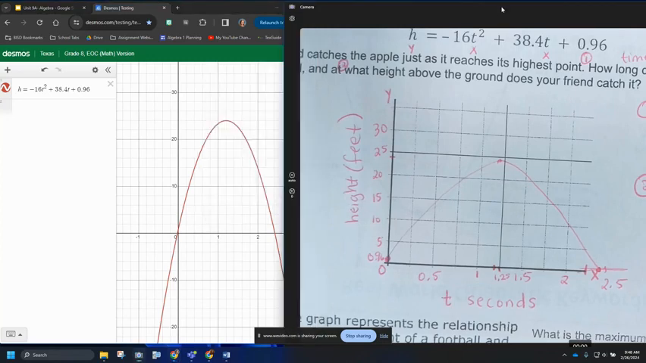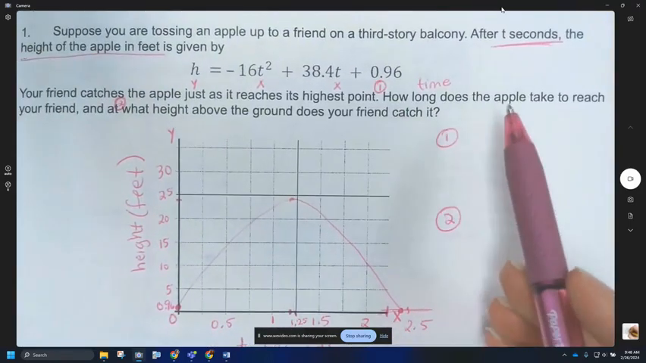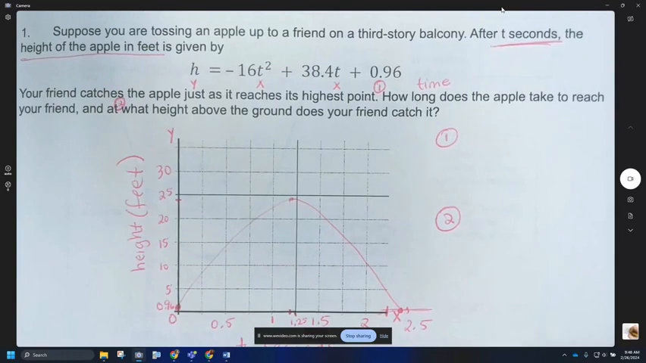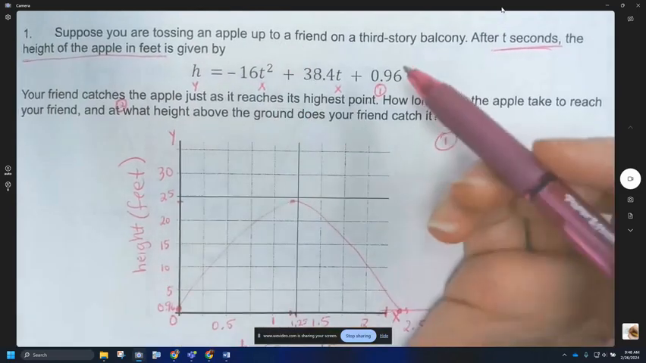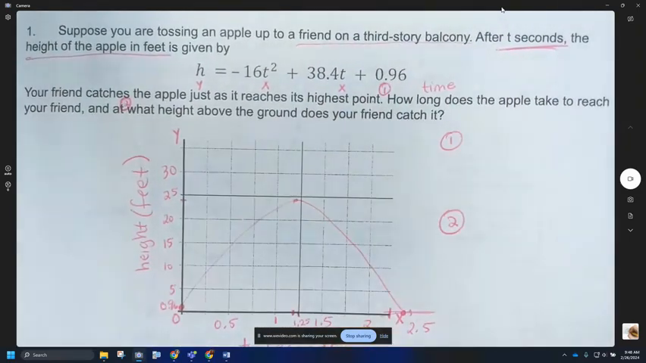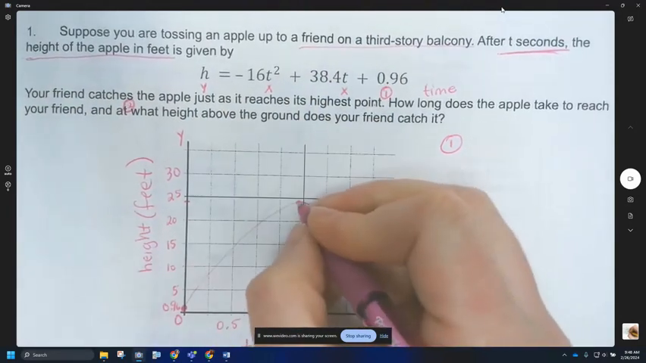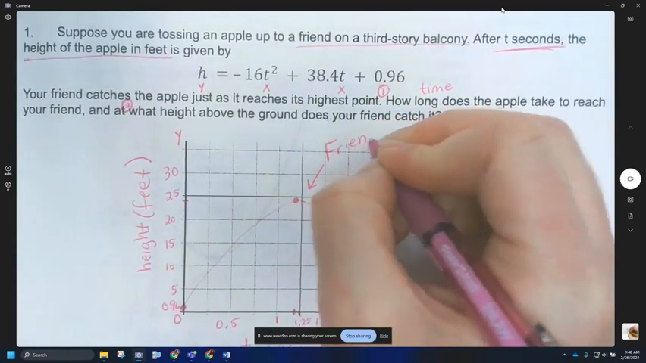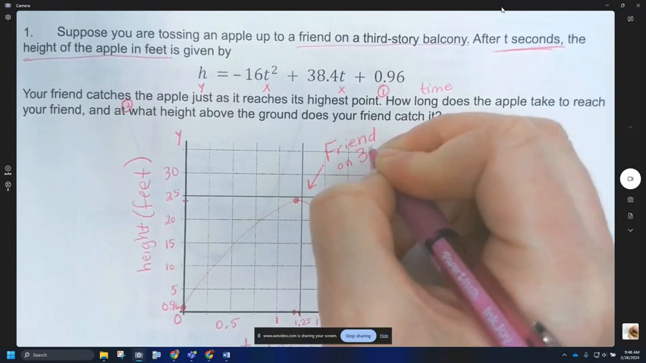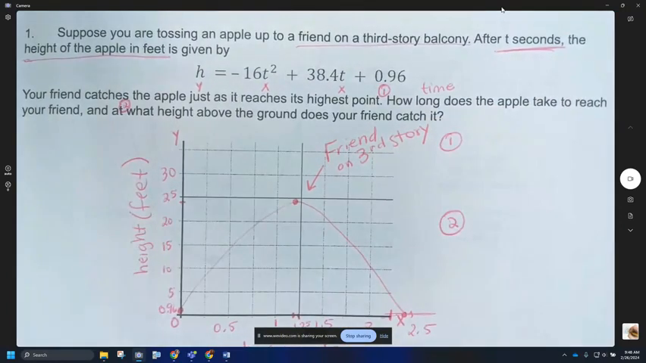Okay, so let's answer the questions. It says, how long does the apple take to reach your friend? Well, we got to know, where is our friend? So let's look back at the question. Suppose you're tossing an apple to a friend on the 3rd-story balcony. Your friend catches it just as it reaches its highest point. So this is where your friend is going to be. Friend on 3rd story, or 3rd floor.